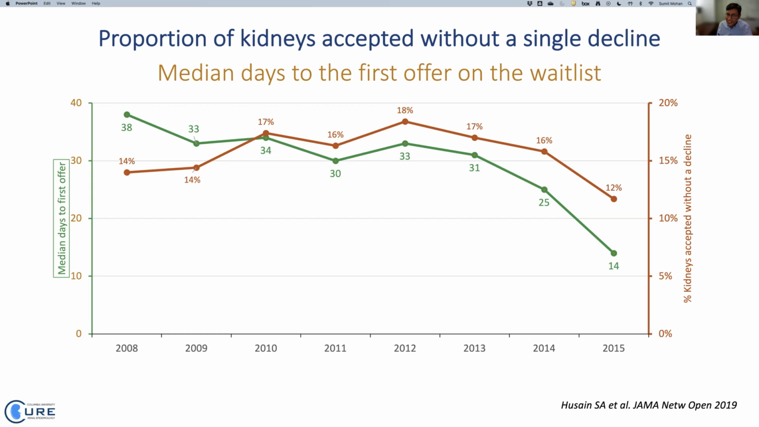And the proportion of kidneys accepted without a single decline, that is accepted for the person at the top of the wait list, is actually decreasing. So by 2015, it was just 12%, 1 in 8. So 7 out of 8 kidneys are being declined at least 1 or more times and going to somebody else with a lower priority on the match run, unbeknownst to the patients on the wait list.